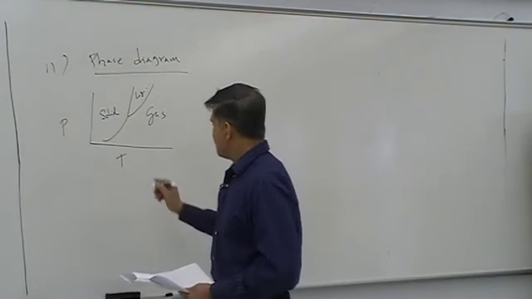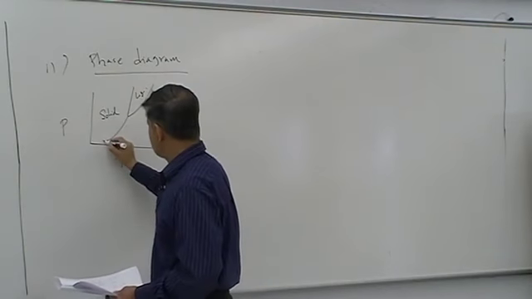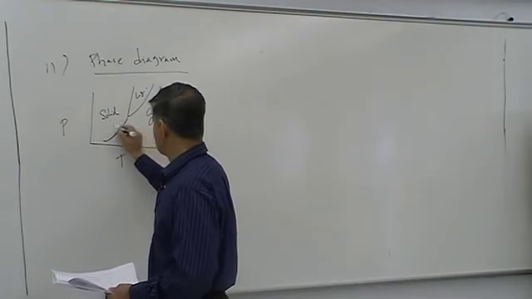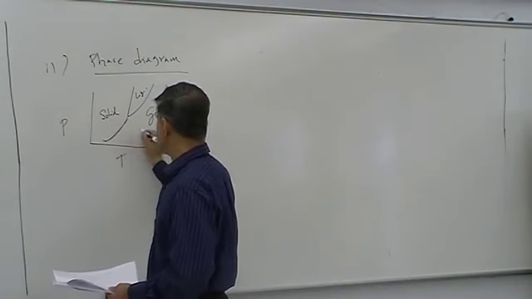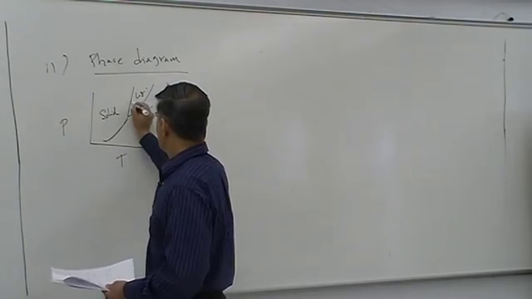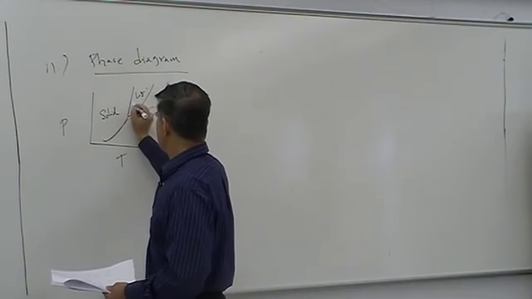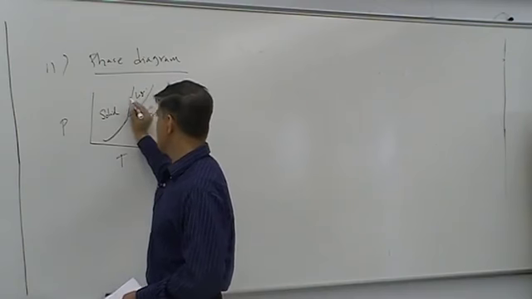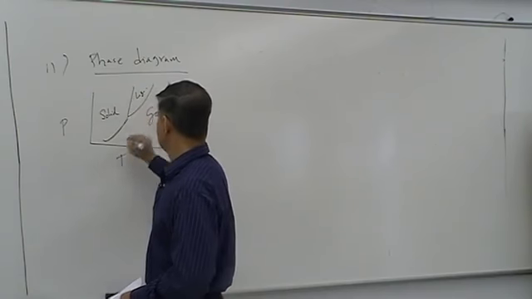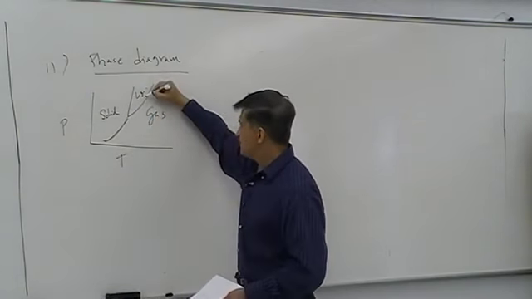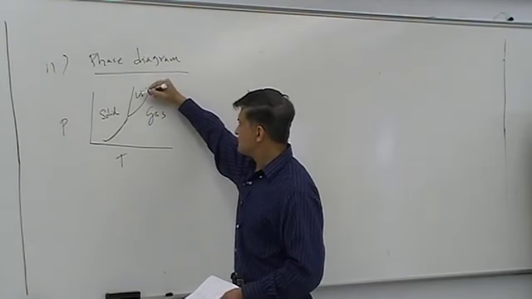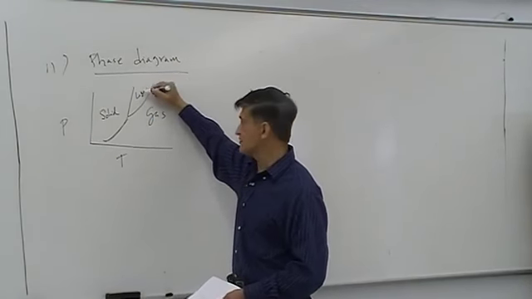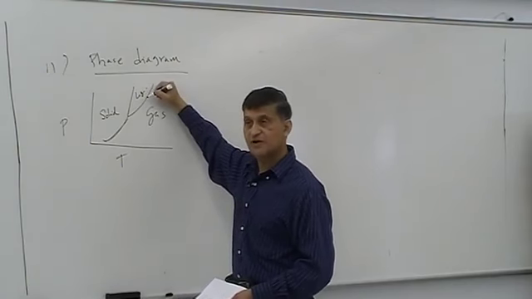If you select any line or any curve, this curve has solid on the left side, gas on this side. So that's sublimation, solid-gas equilibrium. If you think about this straight line, solid on the left, liquid on the right, that's melting or freezing, solid-liquid equilibrium. Going from here to here, on the left side of this curve you have liquid, on the right side you have gas. So it's dealing with liquid-gas equilibrium or vaporization.